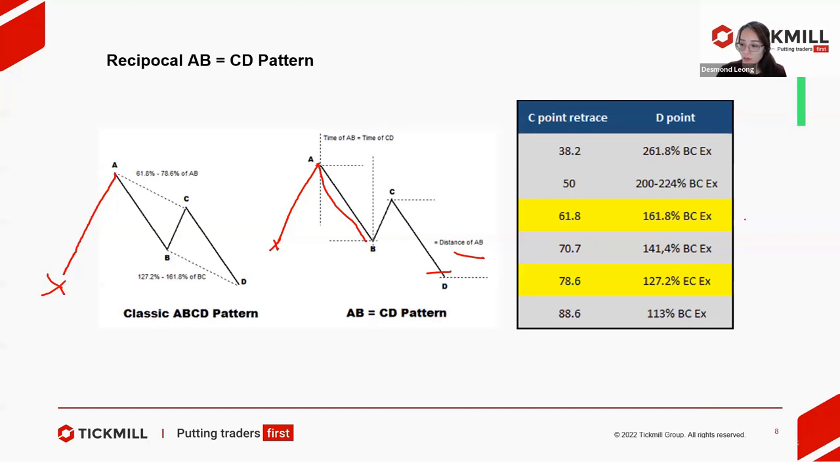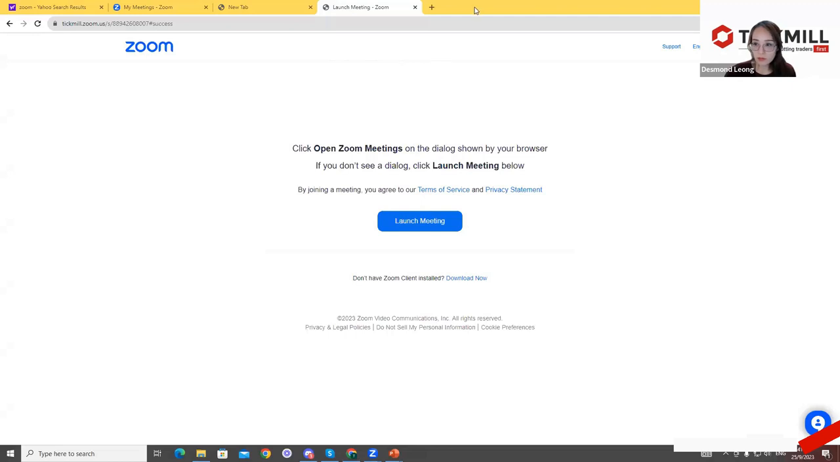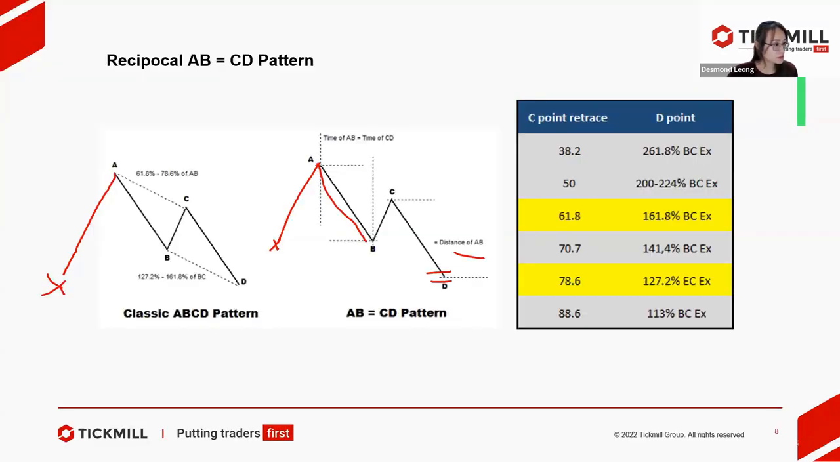So this is a common one: let's say the C point, which is this one, retraces 61.8%. Usually the D point will end with 161.8% of the BC extension. I will try to go slowly because there are going to be two sections for the harmonic pattern. I'm not going to put everything in one section because that would be a lot for you guys to remember.